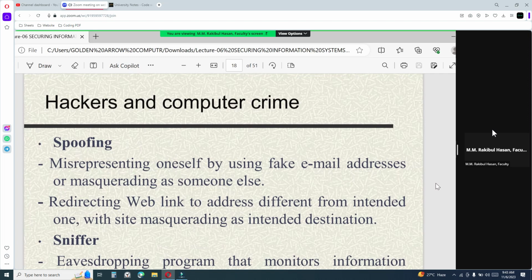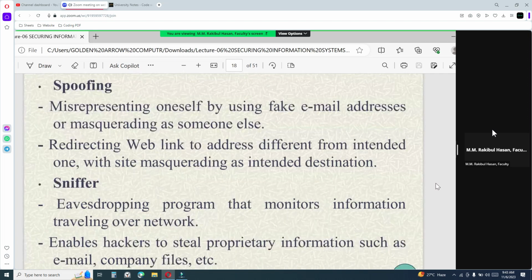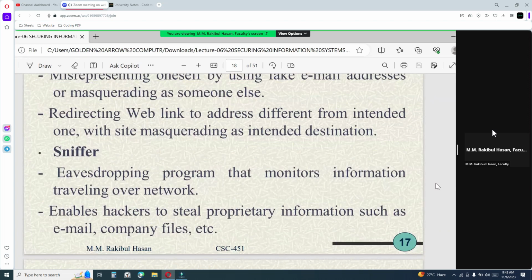Then the next one is sniffing. Sniffing means installing spyware software. By using the spyware software, they track someone's online activity, someone's online footprint, wherever he or she is visiting, and what information he or she is giving online. They steal that information, steal the email information, or monitor someone's online activity. These are nothing but sniffing by using spyware software.